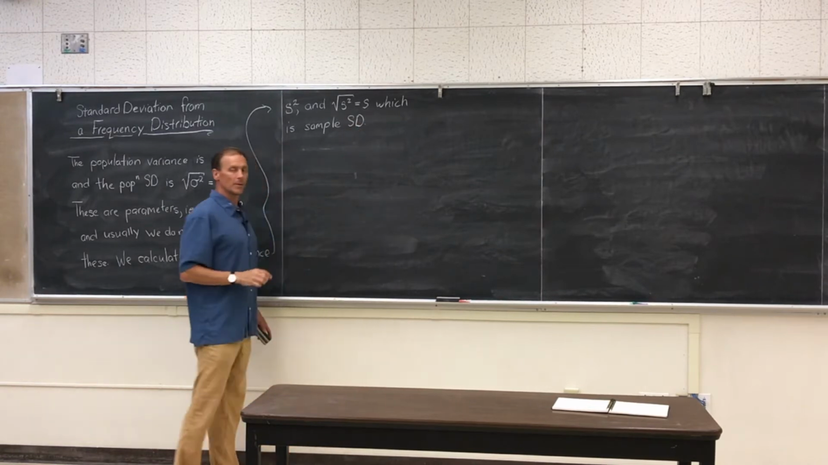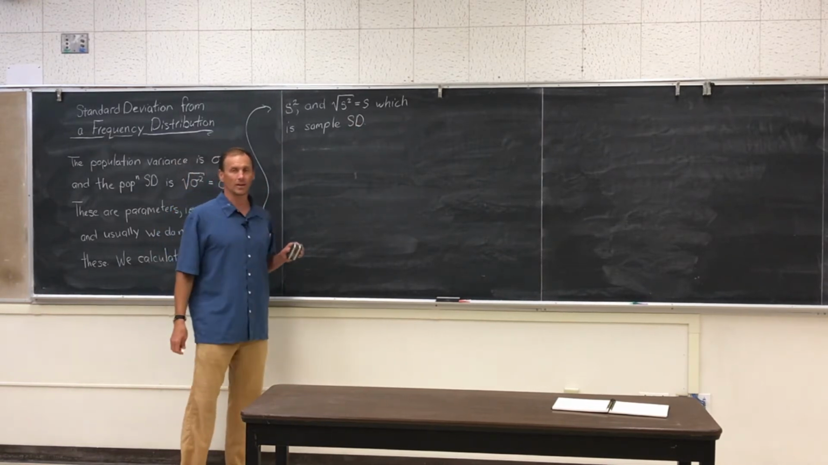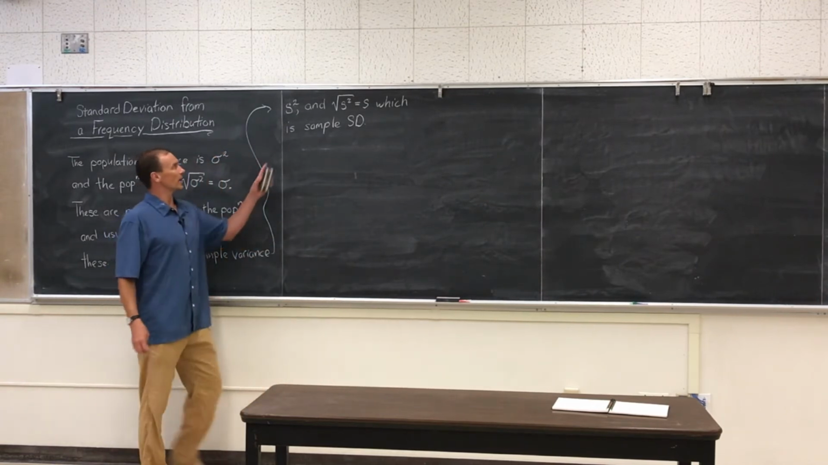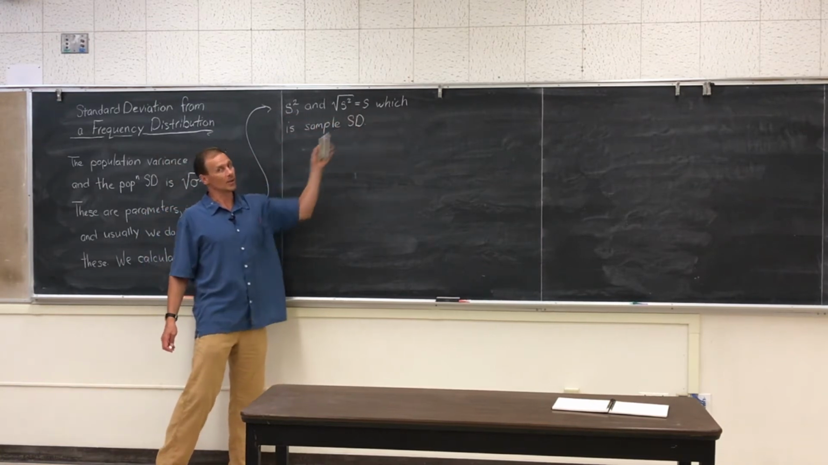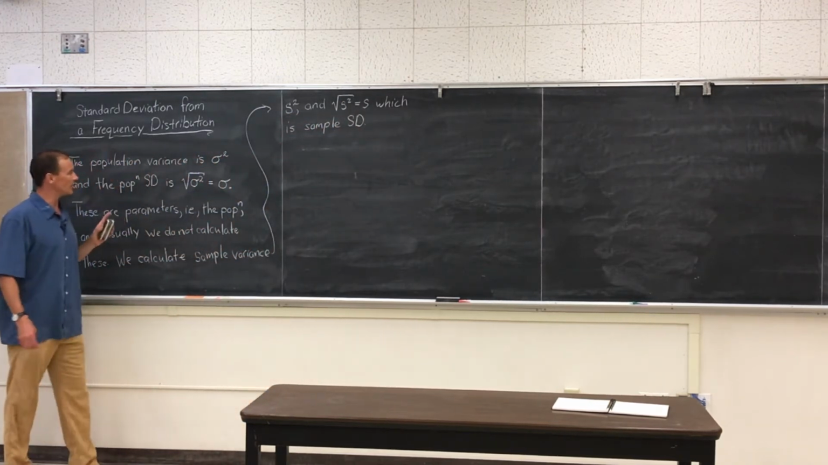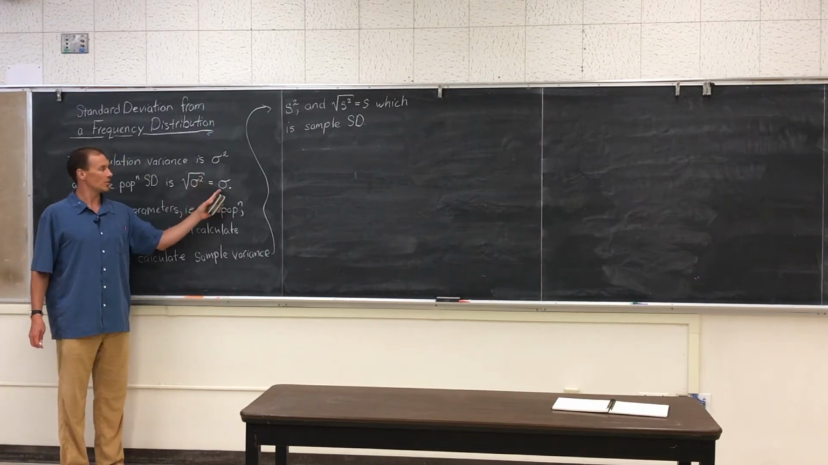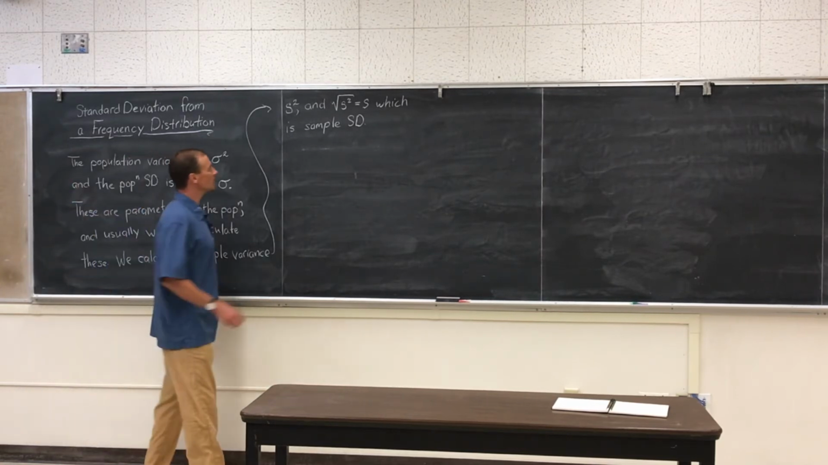Now remember, the subtlety here, and we're going to write that here in a moment, is that the formula for calculating the variance or the standard deviation for a sample is actually different than the formula for calculating the variance or the standard deviation of a population. So because of that, you need to be careful. And let's write that down.